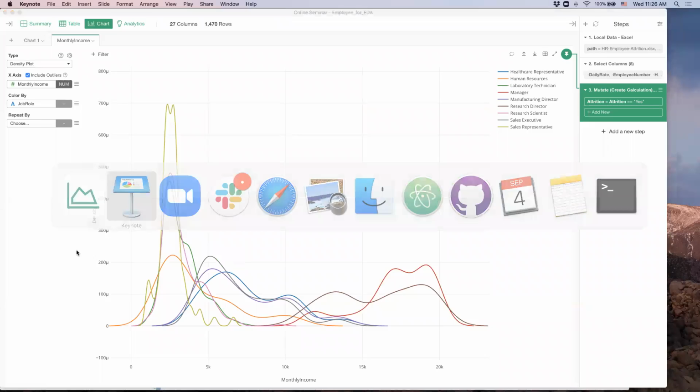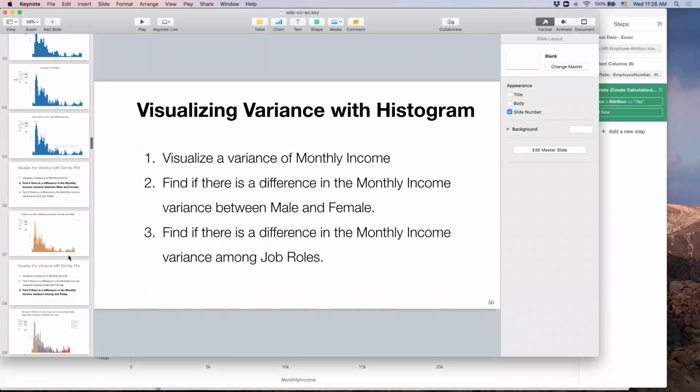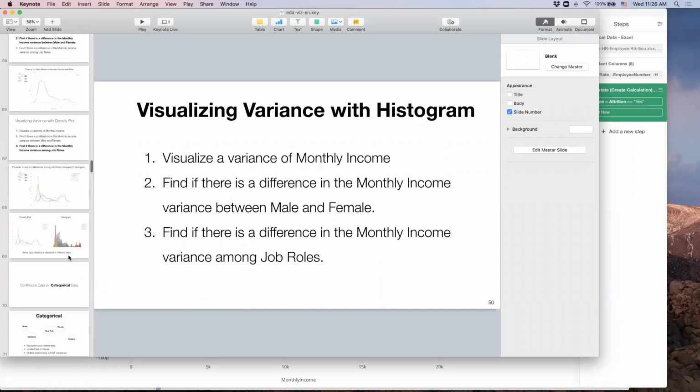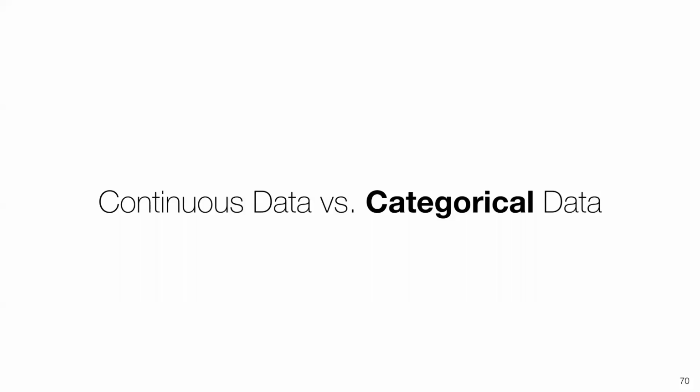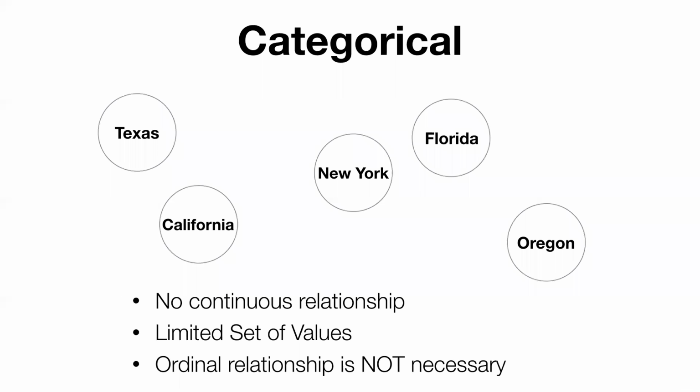Okay, so those are the ways of visualizing continuous data variation. And then the next one is categorical. This one is actually nothing really special. Most of you have probably been doing this. Categorical is just, think of it as categories, or character-based, for example, Texas, California, New York, those are United States.